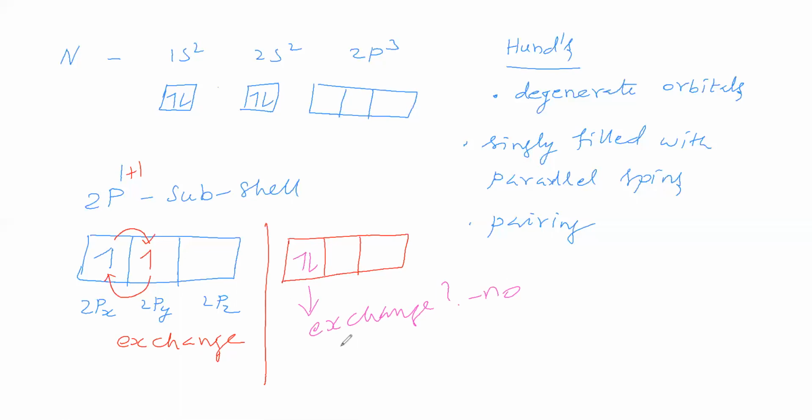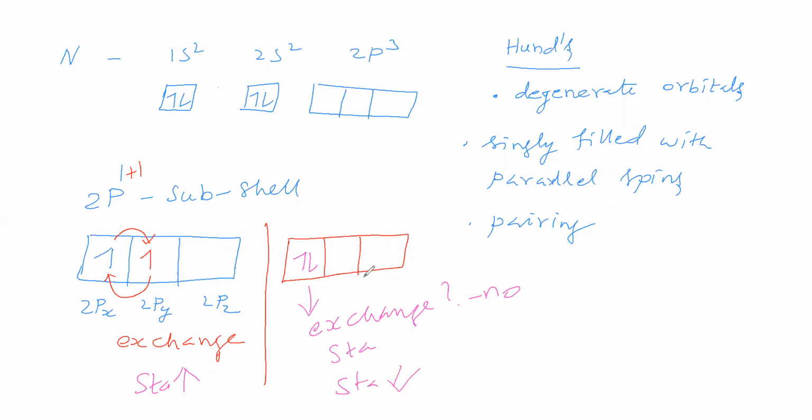Exchange is not there in the sense, what about stability? If exchange is there, stability is rising. Due to exchange, stability is rising. Here exchange is not there. Therefore, no exchange means stability will not rise. So in this system exchange is there, and in this system exchange is not there. Therefore, this system has higher stability and this system has lower stability.